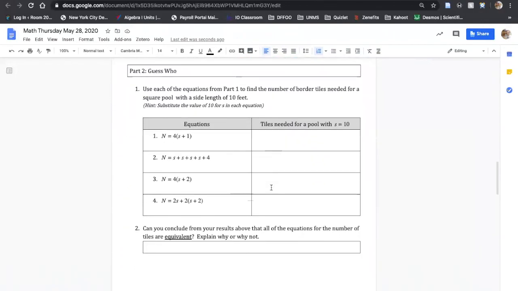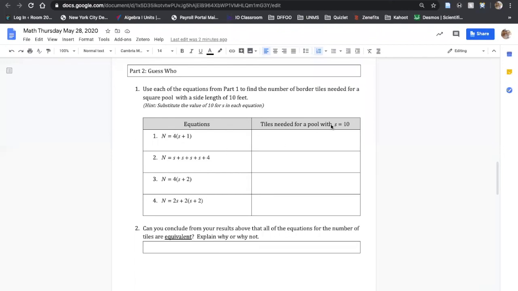So next part, right? We have 4 different equations. We want to figure out, are they all actually the same? So one way that we can do that is we can just pick a value. So let's say we're talking about a pool that is 10 feet by 10 feet, and we want to see how many tiles it would take. If these equations are all the same, I should always get the same answer. So what we can do here is try substituting in the value of 10.